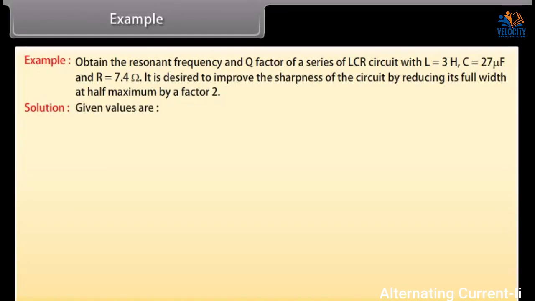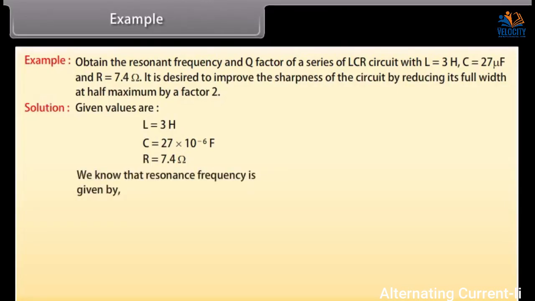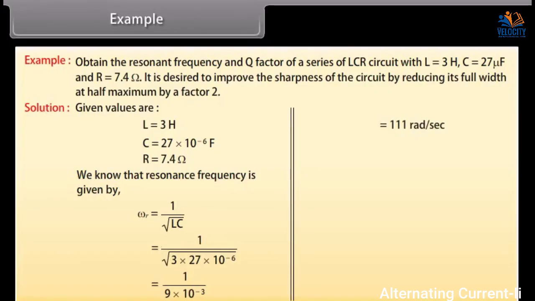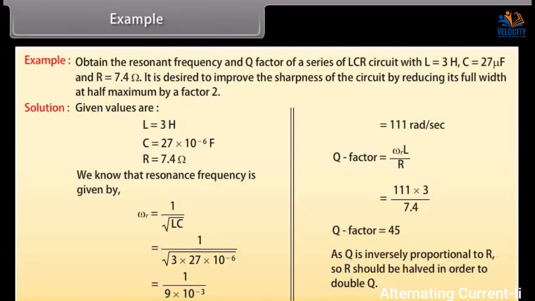Given values are L equal to 3 Henry, C equal to 27 into 10 raised to the power minus 6 farad, R equal to 7.4 ohm. We know that resonance frequency is given by 1 upon under root LC. Putting the values, we get resonance frequency equals 111 radian per second. Q factor is equal to omega naught L upon R. Putting the values, we get Q factor equals 45. As Q is inversely proportional to R, R should be halved in order to double Q.